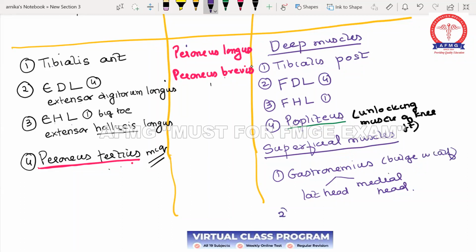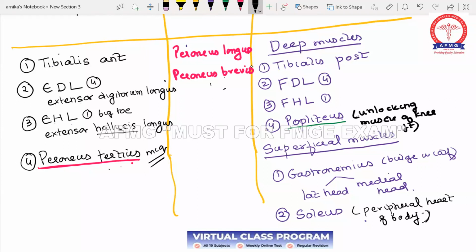Then just below the gastrocnemius, you have another muscle which is called soleus. This soleus is known as the peripheral heart of the body, because it has deep veins inside its substance. So when it contracts, it pushes the venous blood upwards towards the heart. That's why it is called the peripheral heart of the body.